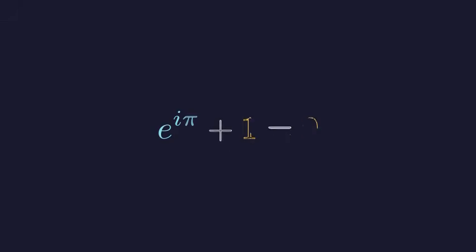Thus, the equation describes a journey. Start at 1, rotate half a circle to -1, and step back to 0.